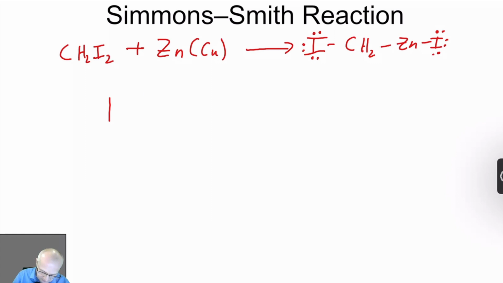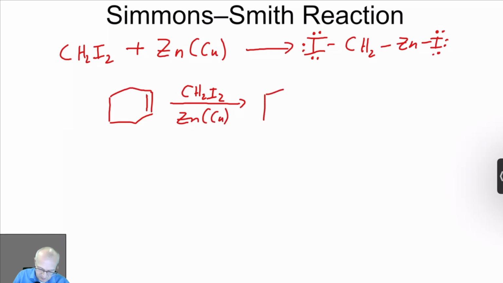The reason why is carbenes are somewhat dangerous. They're very reactive. And diazomethane, the previous example, is highly toxic. So this is the preferred method to do a cyclopropane formation. And that will give you the cyclopropane, just like that.